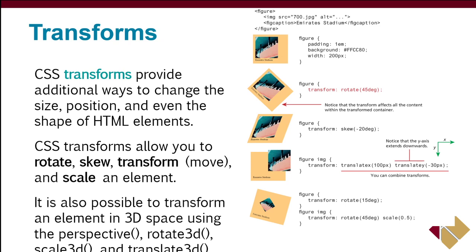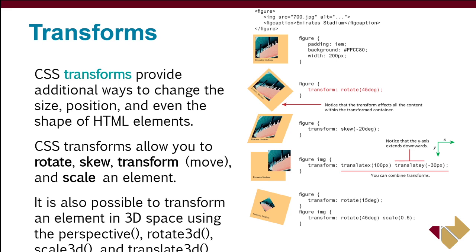I apologize that it went off the little bit on the slide, but it is what it is, right? So CSS transforms, they change the size, position, shape of an HTML element. So rotate is going to be one way to change position, so is translate. Skew is going to be one way to change shape, and so is scale.